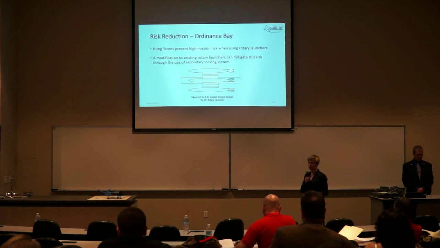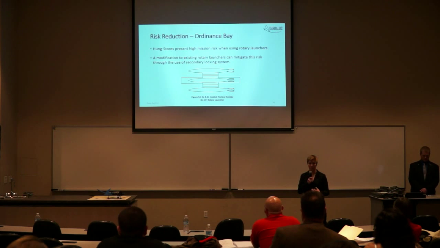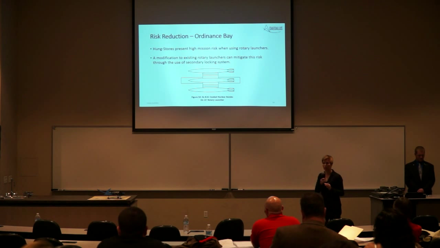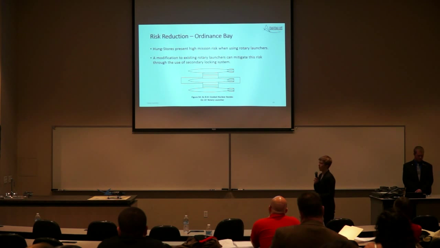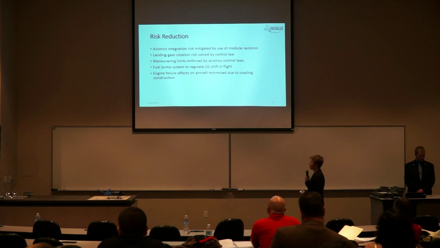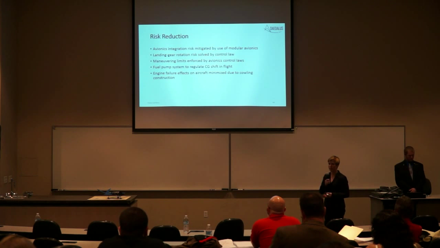In order to mitigate this risk, so we can continue to use that rotary launcher, there will be a recommended secondary locking system, which is a simple modification to the existing rotary launchers that can deploy to lock that piece of ordnance in place, and then the rotary launcher can be rotated and used for another piece of ordnance to be deployed. The other risk reduction we looked at was as far as avionics goes. We were looking into using modular units, which will help reduce the cost as well as the upgrade risk and integration risk on the aircraft.